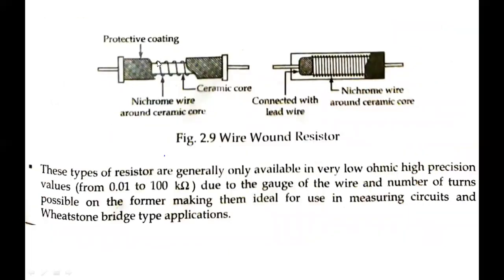Like this. This is the core. This is the wire, metal wire. And this is the protective coating. These types of resistors are generally only available in very low ohmic high precision values due to the gauge of the wire and number of turns possible on the former, making them ideal for use in measuring circuits and Wheatstone bridge type applications.